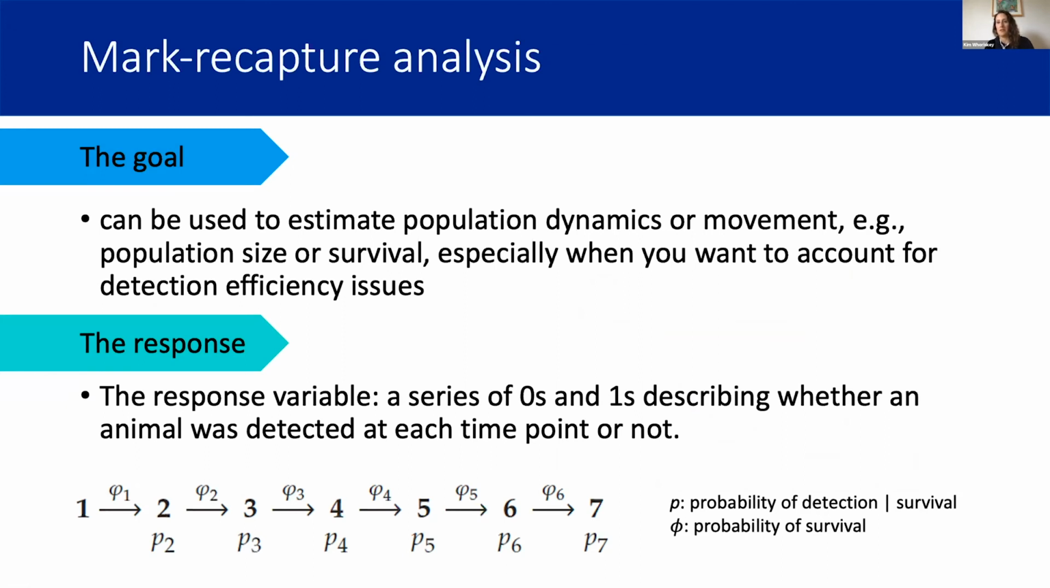And the reason it's useful is because it models the probability of detecting an individual, but it actually splits that probability into two. It splits it into the probability that your animal survives from a previous time to your next time, and then the probability at that next time that you can actually see it. So it's a way of accounting for the detection efficiency that we have in acoustic telemetry. The response data itself in Mark-recapture is a series of zeros and ones. So a 0 here denotes absence, which again we infer, and a 1 denotes presence.